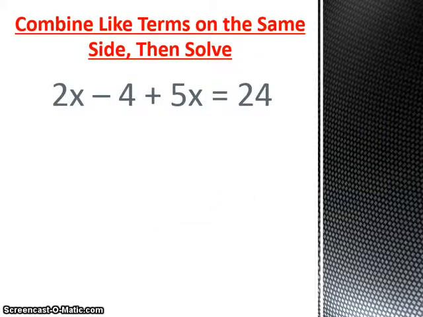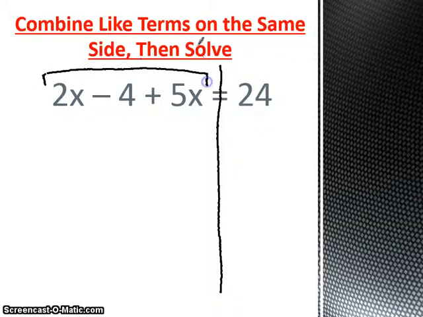In this example, we will need to combine like terms that are on the same side and then solve, meaning by using inverse operations to isolate the variable. I'm going to draw a line down through my equal sign so that you can focus your eyes on the 2 sides of the equation. You can see that on this side we have one set of like terms, both containing the variable x and a constant, and on this side we just have a constant. So we're going to be focusing on this side because it contains like terms.